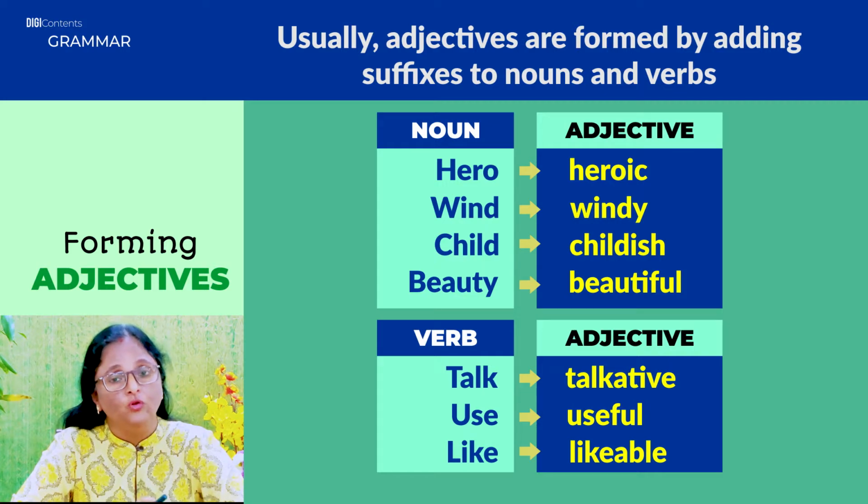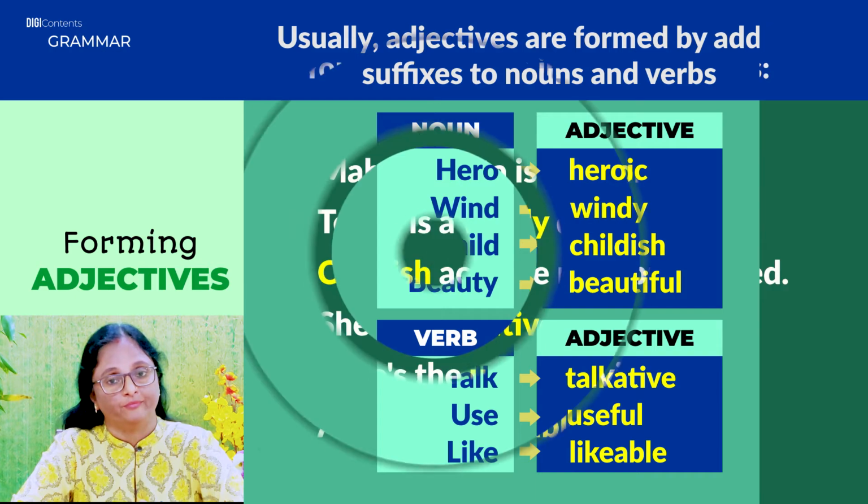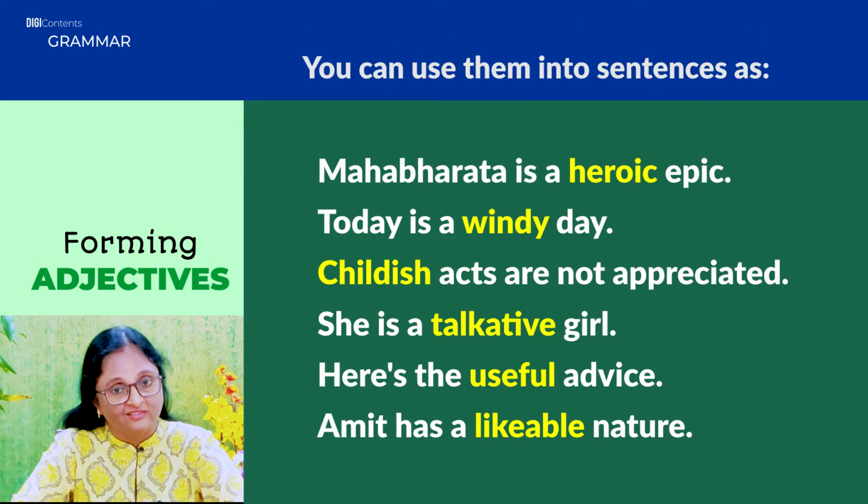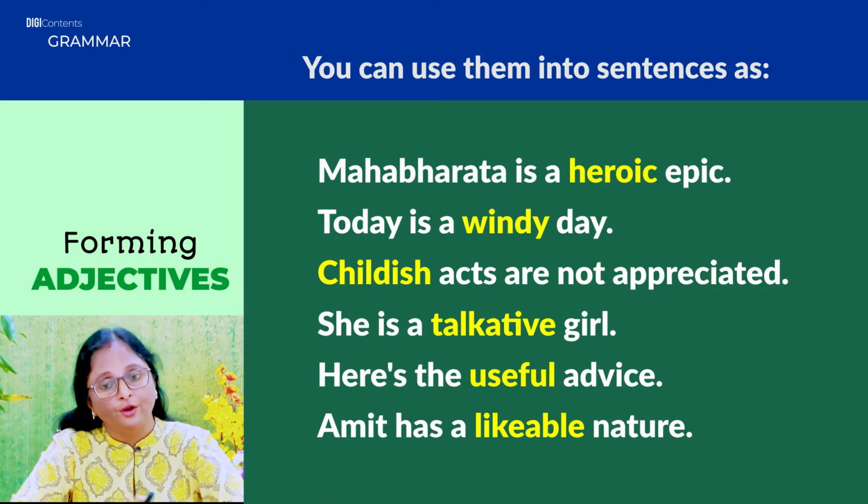You form useful from use. You form likable from the verb like. You can use them in sentences as: Mahabharata is a heroic epic. Today is a windy day. Childish acts are not appreciated. She is a talkative girl. Here's the useful advice. Amit has a likable nature.